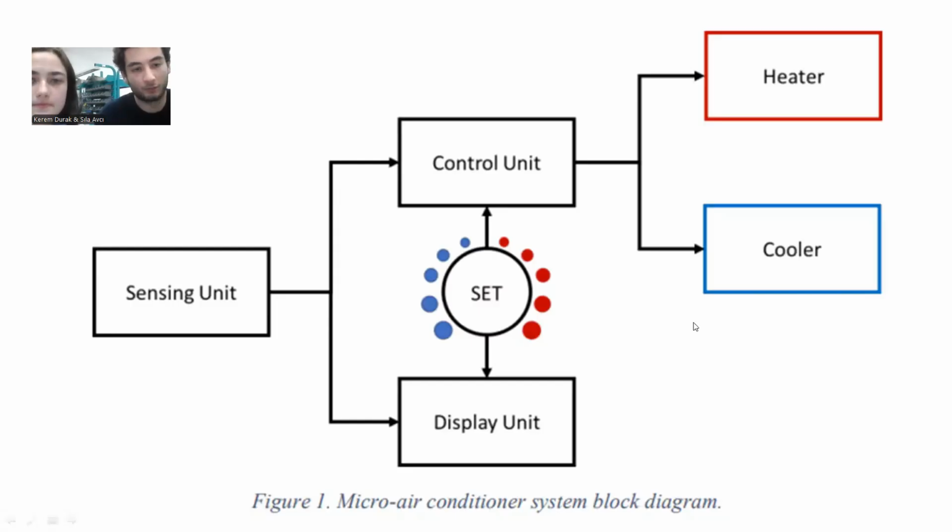And this presentation will be used to demonstrate the milestone of our micro air conditioner project, and we will provide some general overview of the project. So the overall system we are designing is basically an air conditioner, which is capable of both heating and cooling a small space. The overall system architecture consists of 5 subunits, namely the sensing unit, adjustment unit, control unit, and the operation unit, which consists of heater and cooler.